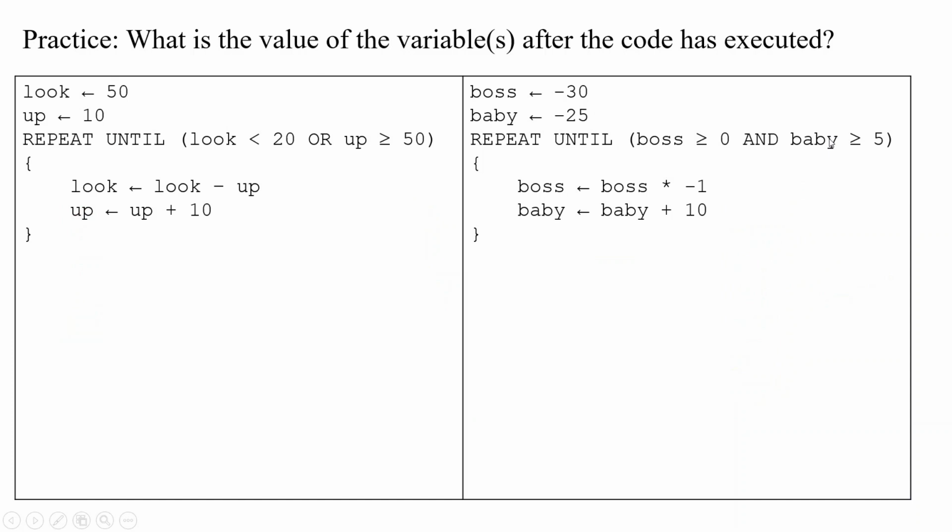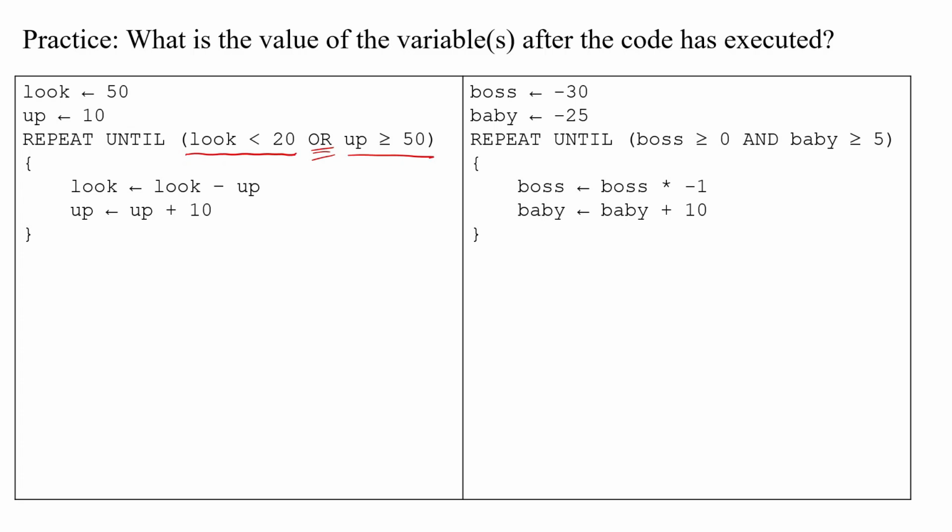Okay, let's get into some longer questions here. I have 4. Again, if at any time you just want to try it on your own, pause the video, but we're going to go through the answers here right now. Okay, so I have 2 variables called look and up, and I repeat until look is less than 20 or up is greater than or equal to 50.